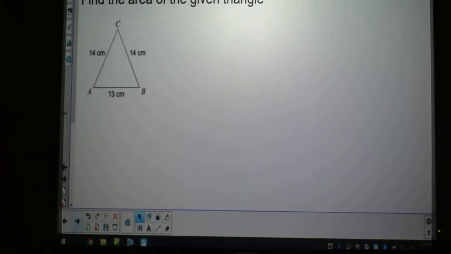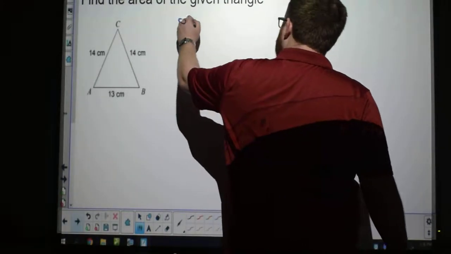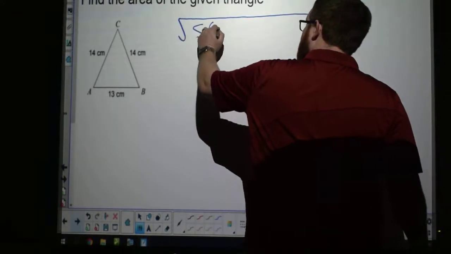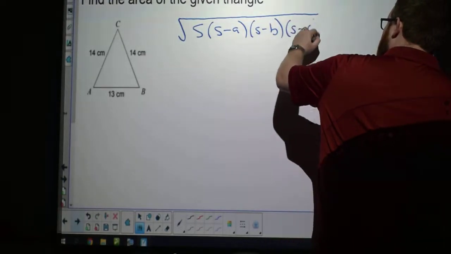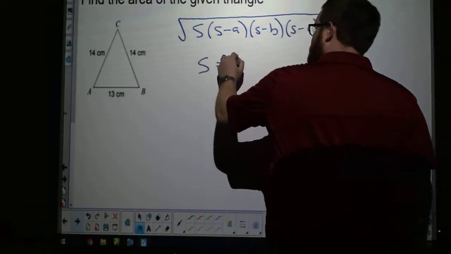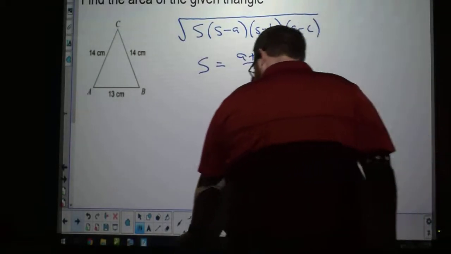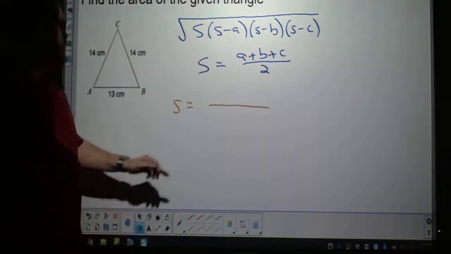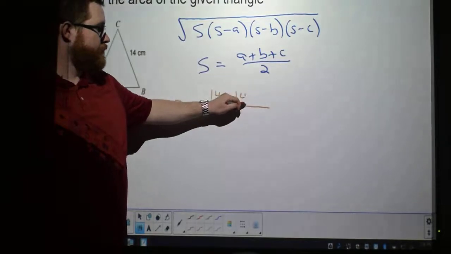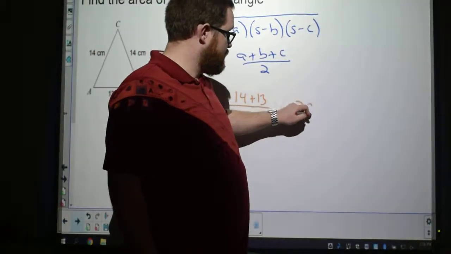The area of this one is a little bit tougher. There's no angle, so I have to use this formula. Heron's formula: S, S minus A, S minus B, S minus C, where S is A plus B plus C divided by 2. Well, that's the formula. Let's figure out what S is in this problem. What's the three sides added together divided by 2, which is 20.5.